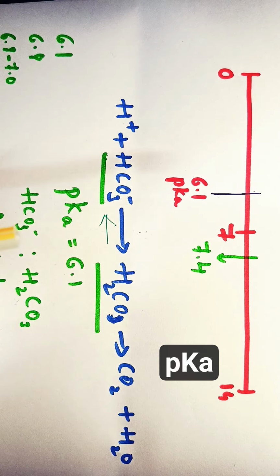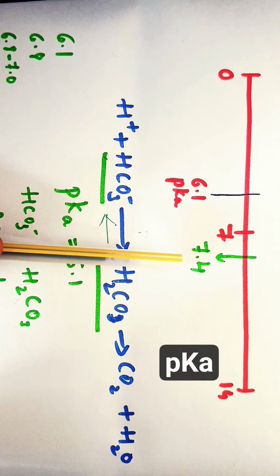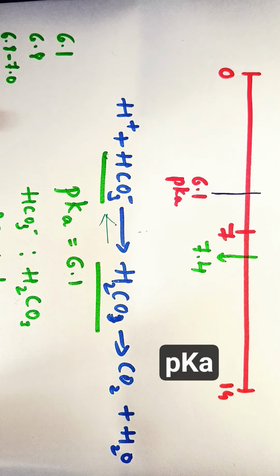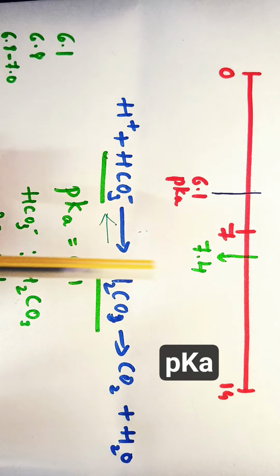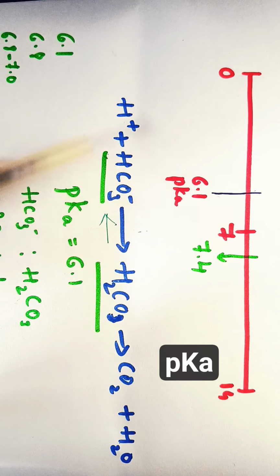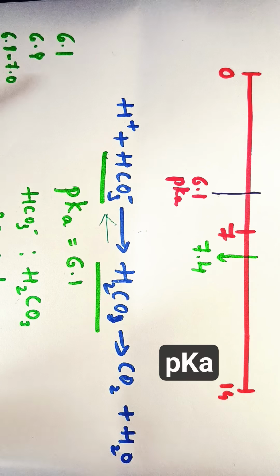So at this point the buffer has its maximum strength because it can respond to any change in the pH very efficiently. So the value, as I was telling, is 6.1. There is an equal amount of carbonic acid and bicarbonate. But normally our blood pH is 7.4, right? Even though the best pH at which this bicarbonate buffer works is 6.1, normally we know our blood pH is 7.4. That is almost 1.3 pH units above the pKa value, right?